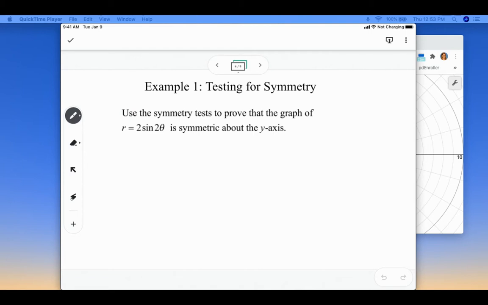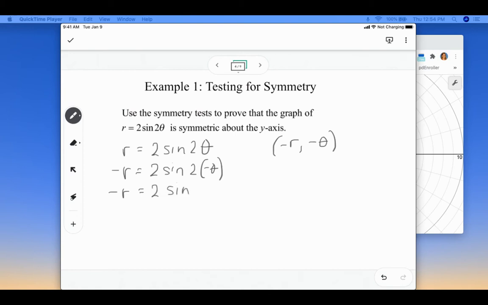Okay, so we have r equals 2 sine of 2 theta. It says that we're testing to see if it has symmetry about the y-axis, which means we would replace r and theta with negative r and negative theta. So this is going to become negative r equals 2 sine of 2 times negative theta. Then just distributive property here, we're going to write this as 2 sine of negative 2 theta.